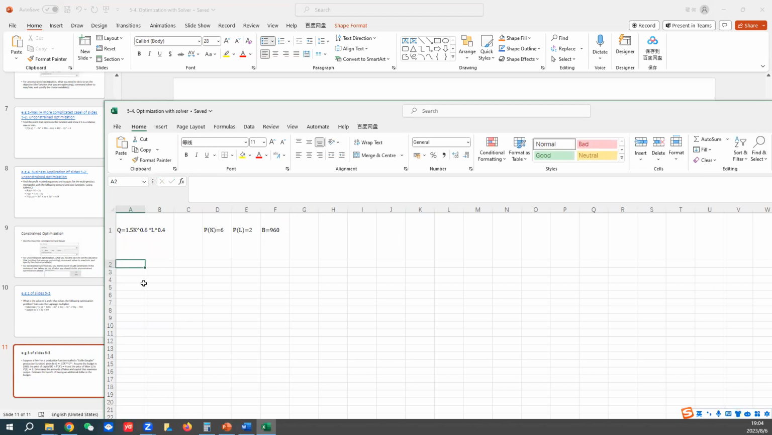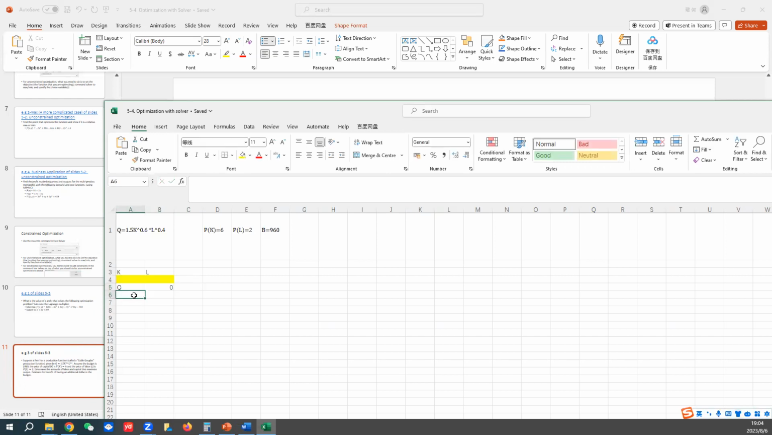Let's get to this. First, we are to solve for K and L, which are your choice variables. And your target is Q, which is 1.5 times K to the power of 0.6 multiplied by L to the power of 0.4.